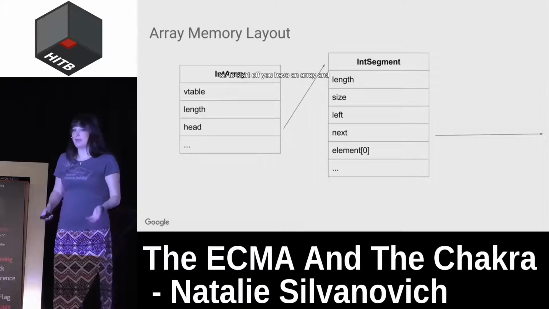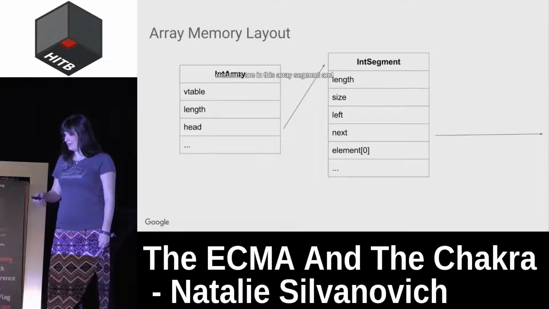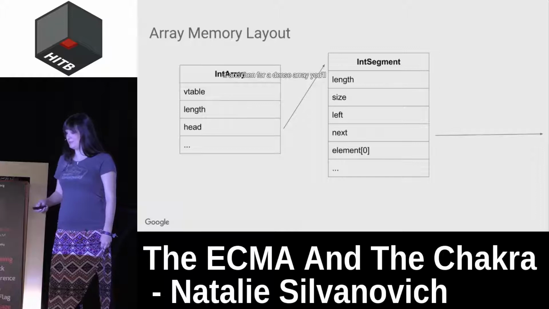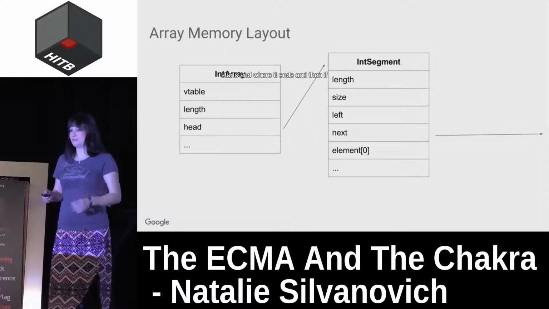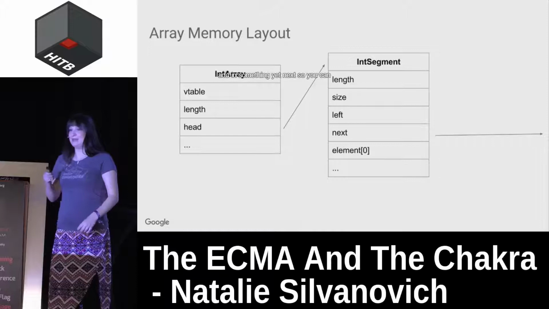So to start off, you have an array, and this is an int array, and then the array elements are in this array segment. And this can be inline for a very simple array, but then there's just a pointer to it. And then for a dense array, you'll usually just have one of these, where it starts and where it ends. And then if it's a sparse array, then you'll add in something at next, and you can have as many segments as you want to have elements defined anywhere in the array, which is nice.